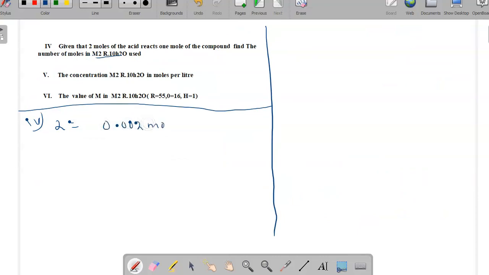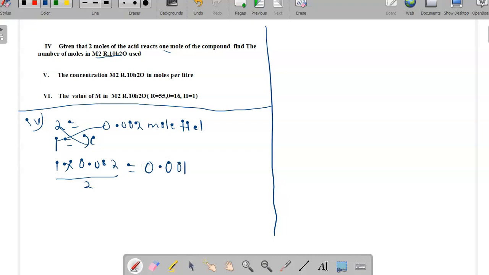So 0.002 moles of the acid, HCl. The mole ratio of the acid is equal to the number of moles of the acid used. What about 1 mole ratio of the compound? We don't know, x. Then cross multiplication: 1 times 0.002 all over 2. Then the moles of the compound is 0.001 mole. So this is the number of moles of the compound used.